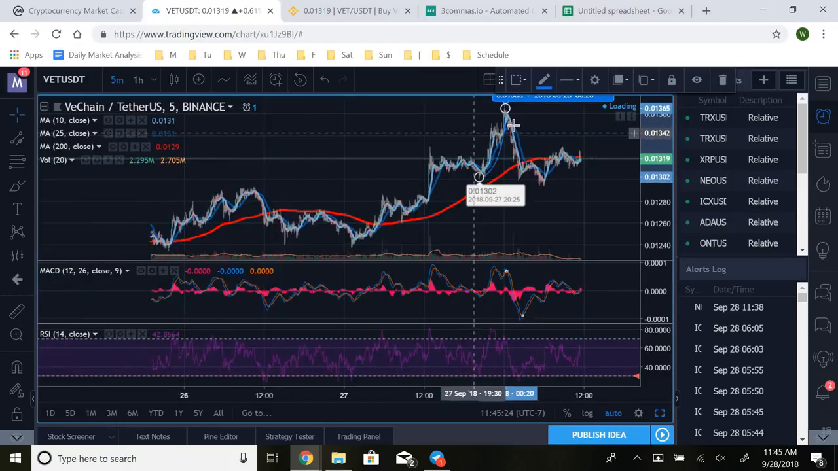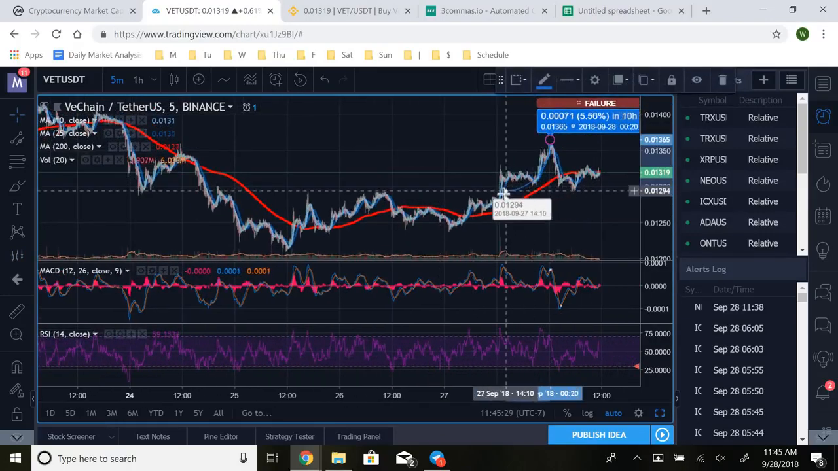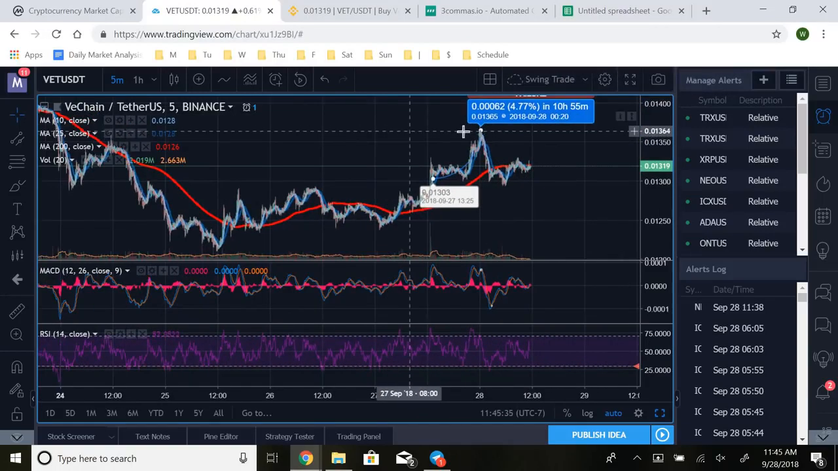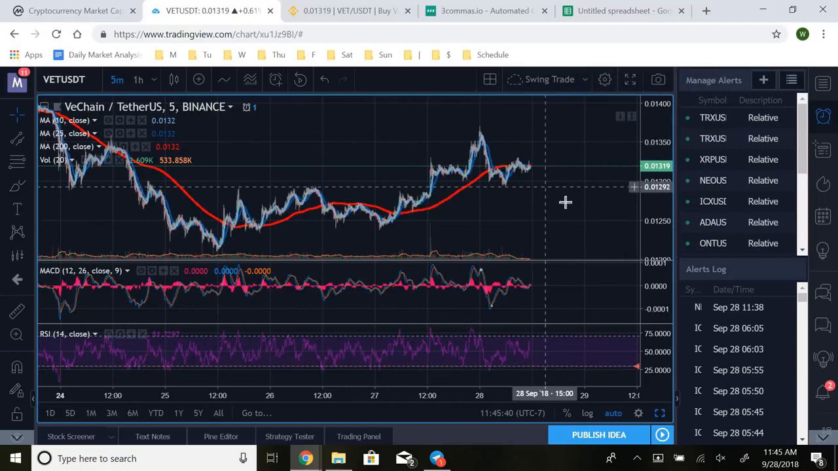But as an example right here, a trade that we actually hit last night, bought in at, I think, 1303. Yeah, 1303, was able to get 4.7%. So 5% is not unachievable, guys. It's pretty easy to get 5% per day as long as you're trading the right coins, which again, you want to check out that top 17 cryptos list.